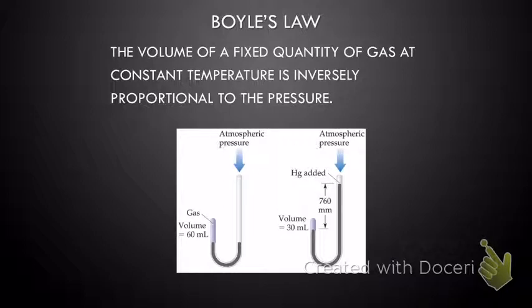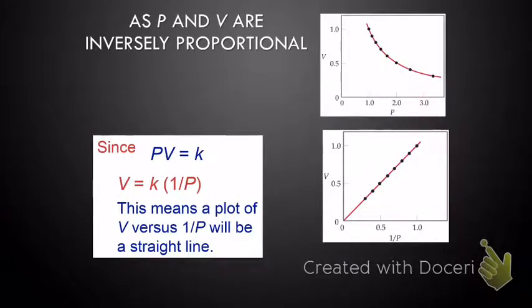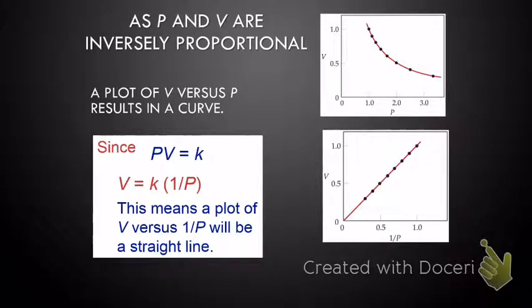Mathematically, the way that we say inversely proportional is that the volume times the pressure has to equal some type of constant. That's the reason why as volume increases, the pressure has to decrease, or vice versa. So we can plot this. If you plot volume as a function of pressure, as the pressure increases, the volume decreases. See, the volume goes down.